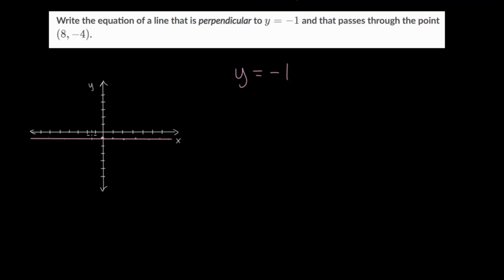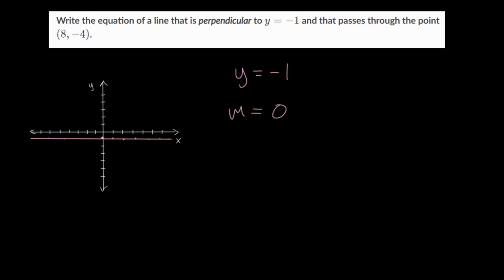And the slope of a horizontal line, it essentially has no steepness. It's flat ground if you can imagine walking along this. So the slope of this line is 0. But the main idea is that our line is perpendicular to this. So if this is a flat line, that means our line is going to be exactly vertical. In fact, the slope of our line is going to be undefined, since a vertical line has an undefined slope. But what we do know is that it goes through 8, -4.